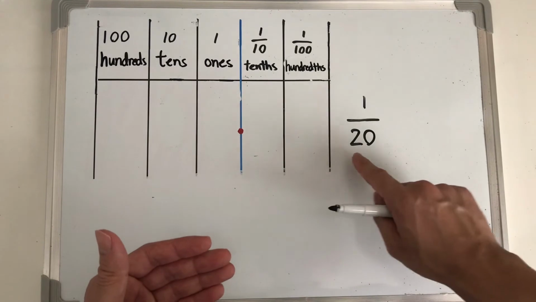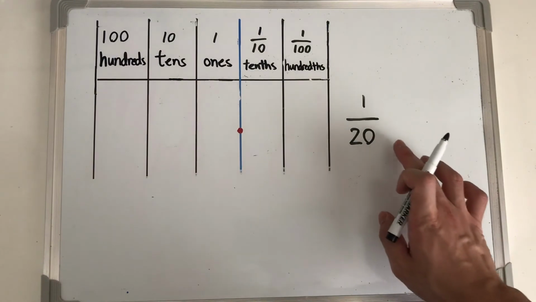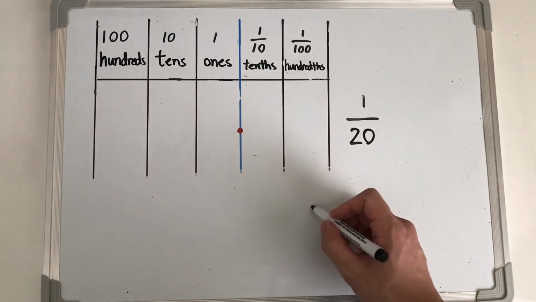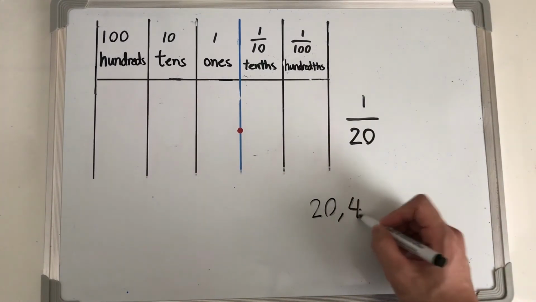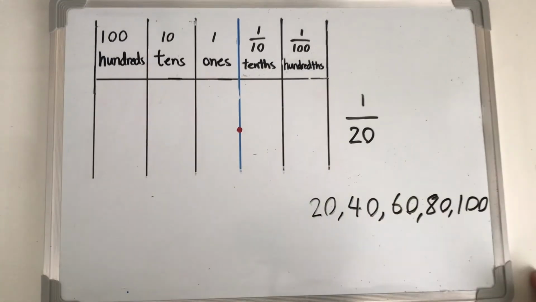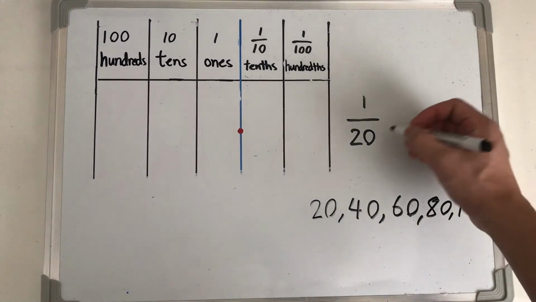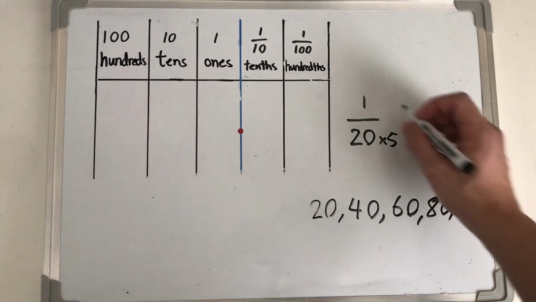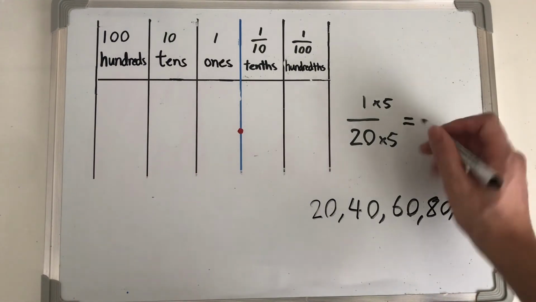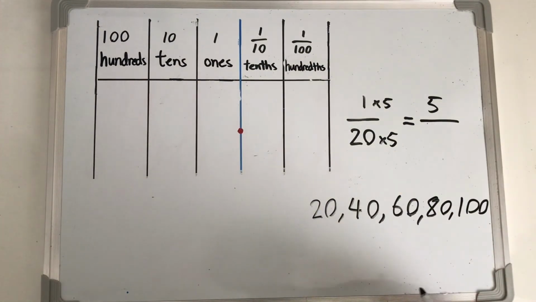So how can we change the number 20 into 100 so that our denominator is very easy for us to read? Well, if we skip count, we can count 20, 40, 60, 80, and then 100, right? So how many times did that take? 1, 2, 3, 4, 5. So if I were to multiply the denominator by 5 and the numerator by 5, we can find the equivalent fraction again. So 5 times 1, the numerator is 5. Then 5 times 20, we know is 100.